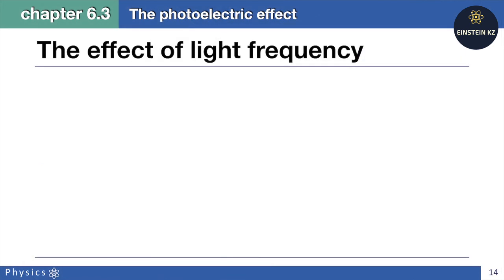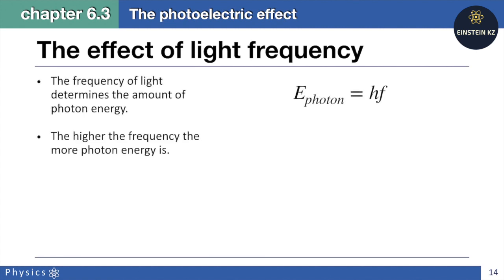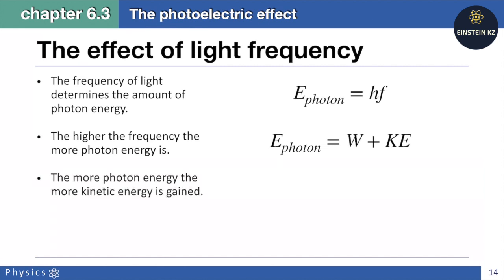Now we will talk about the effect of light frequency on the photoelectric effect. The frequency of light determines the amount of photon energy. This is known from Planck's formula. Also, the higher the frequency, the more photon energy there is. And we can conclude that the more photon energy, the more kinetic energy is gained. From this equation, we can see that the higher the frequency, the higher the velocity we will have. That's why these two properties are directly proportional.